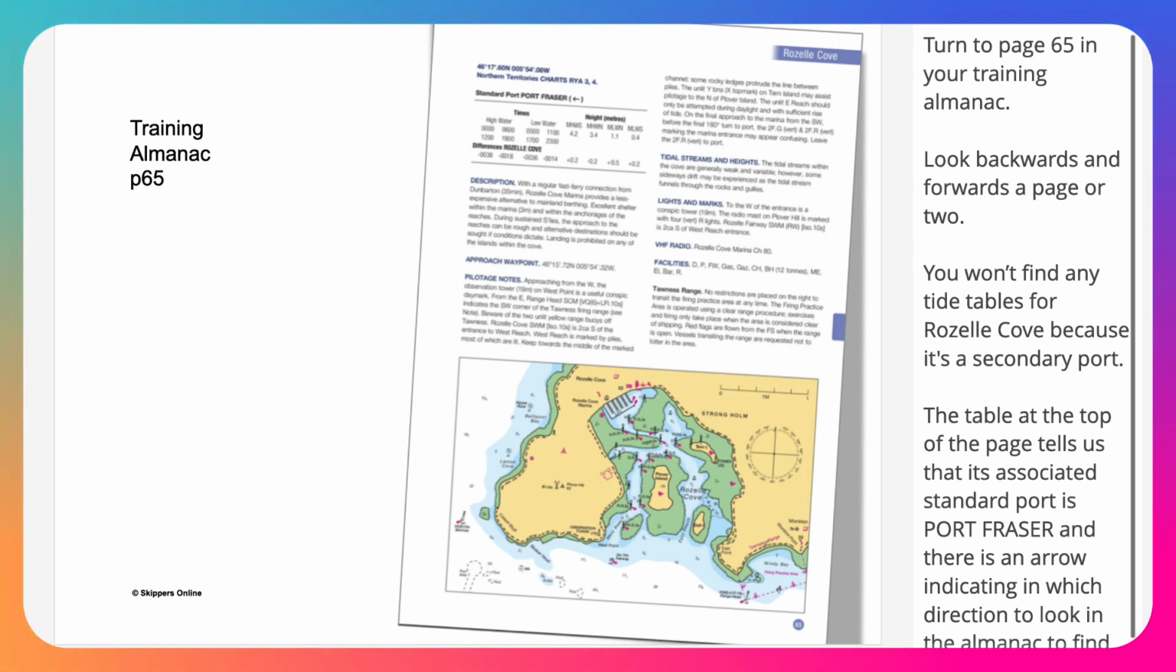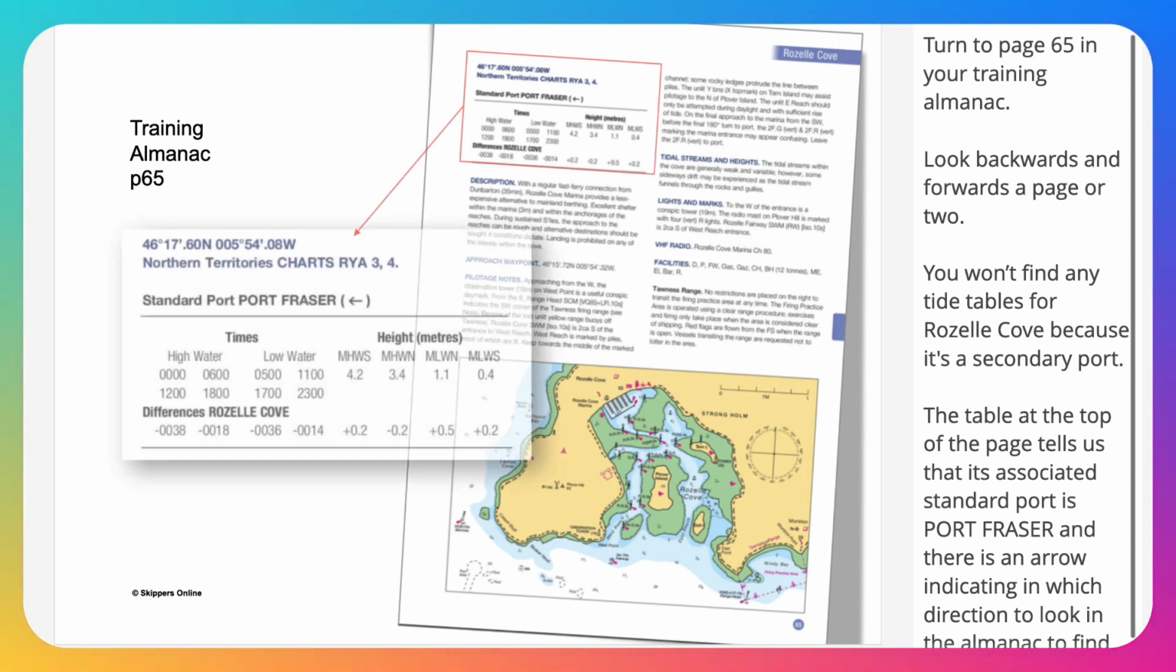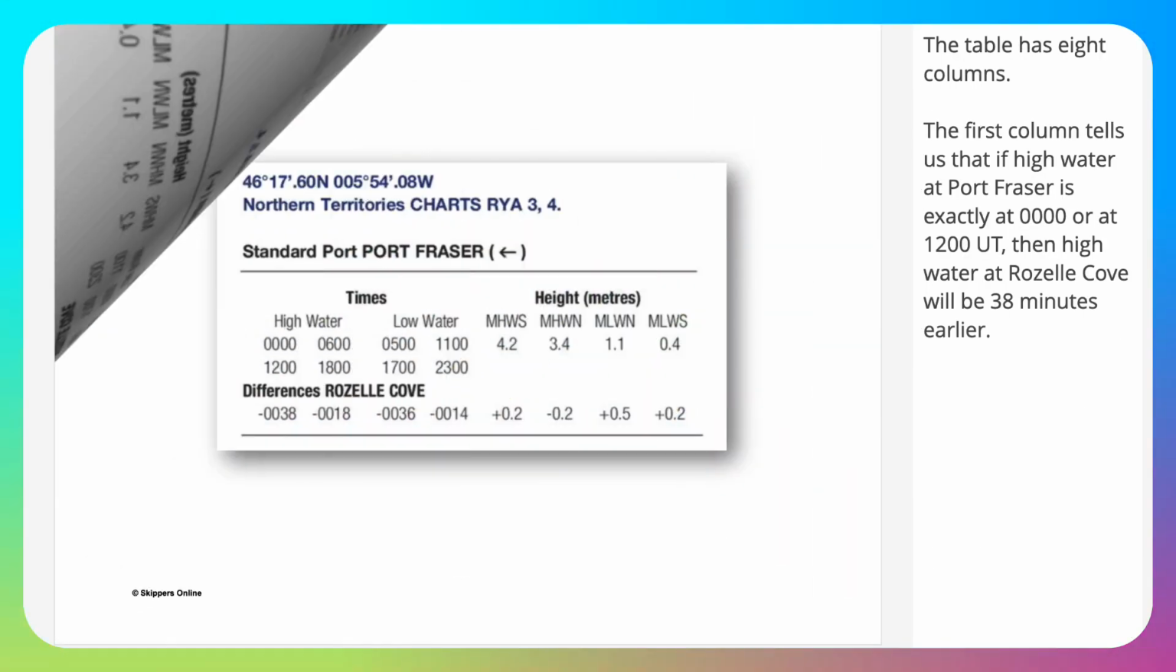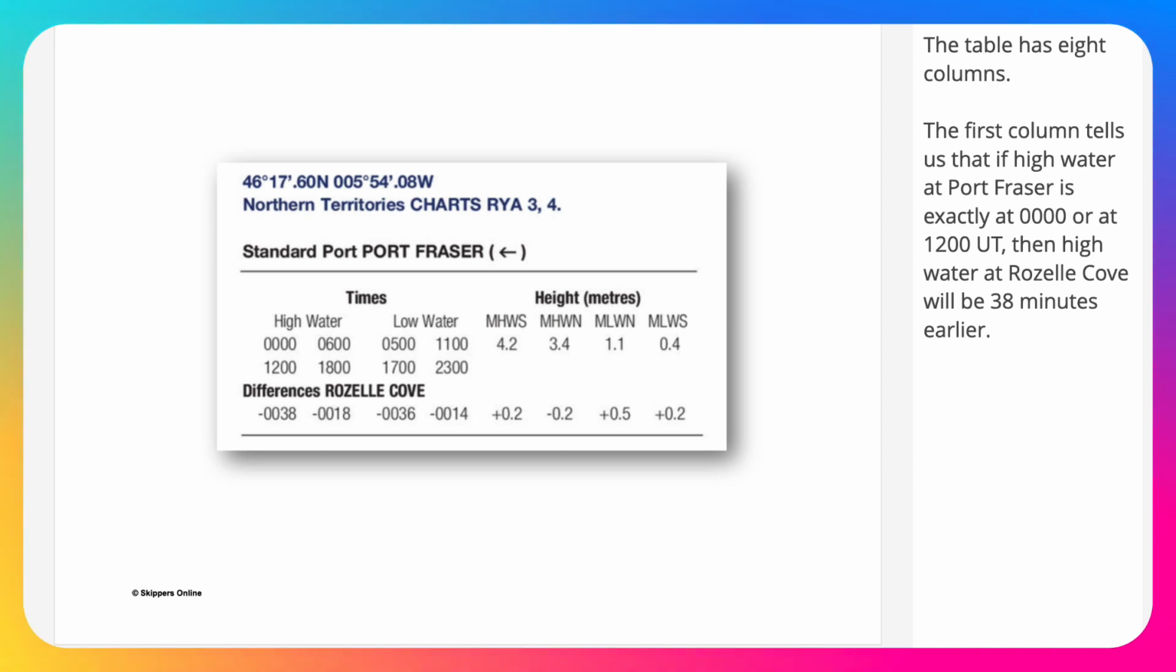First, we'll look at how a secondary port tide calculation is performed. Turn to page 65 in your almanac. Look backwards and forwards a page or two. You won't find any tide tables for Rozelle Cove because it's a secondary port. The table at the top of the page tells us that its associated standard port is Port Fraser, and there is an arrow indicating in which direction to look in the almanac to find the standard port tide tables. The table has 8 columns.